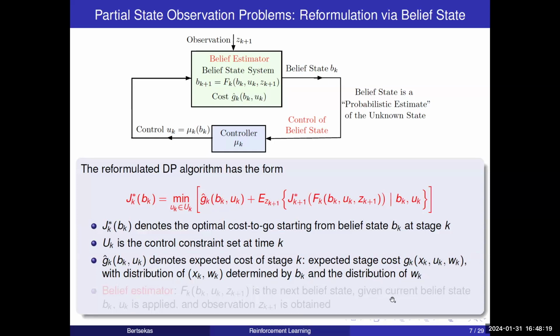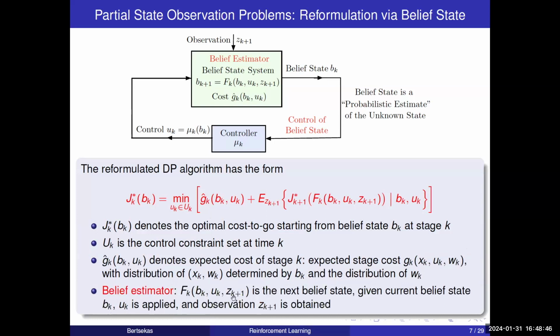All of this takes some complicated probability calculations, but conceptually they're very simple. And even though the calculations are a little tedious, in the end, conceptually, it's just what it is. Expected cost given the belief state, believed expected cost for the stage. And as I mentioned, this is the belief estimator that gives the next belief state, given the current belief state, U and the observation.